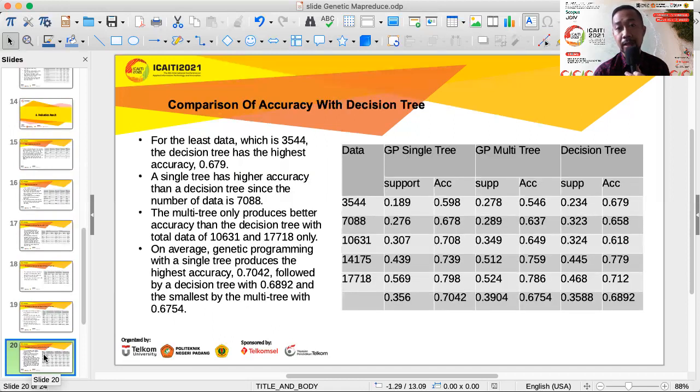So the last evaluation is a comparison with another algorithm that has a similar concept, which is the decision tree. For the smaller data, which is 3,544, the decision tree has the highest accuracy, 0.679. A single tree has higher accuracy than the decision tree as data is increased. The multi-tree produces better accuracy than the decision tree with the total, larger data. On average, genetic programming with single tree produces the highest accuracy, followed by the decision tree, and smallest by multi-tree. So single tree is still better than the decision tree, though not by quite a large difference, but multi-tree is lower. So single tree can be the best there.